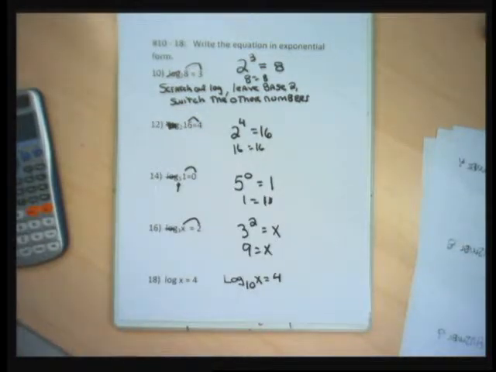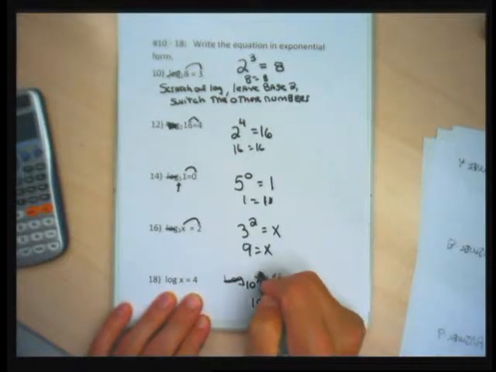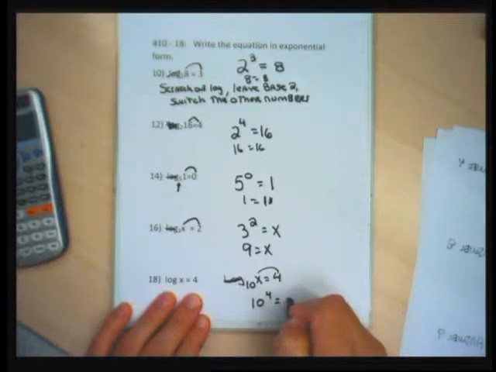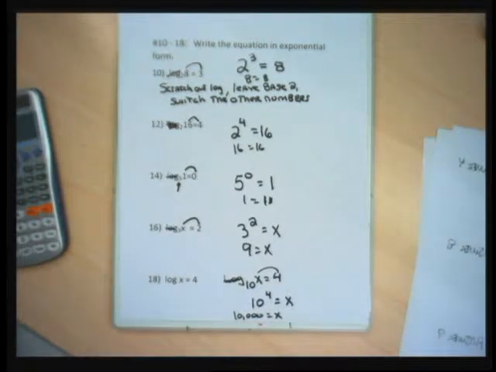Can't check 18 on my calculator because of the x, but I can do the same thing. I can scratch out the log, leave the 10 low, and switch the 4 and the x, and I get 10 to the 4th equals to x. And if you want to, you can do 10 to the 4th on your calculator. You get 10,000 equals to x. So that's kind of the second group of problems in this section.